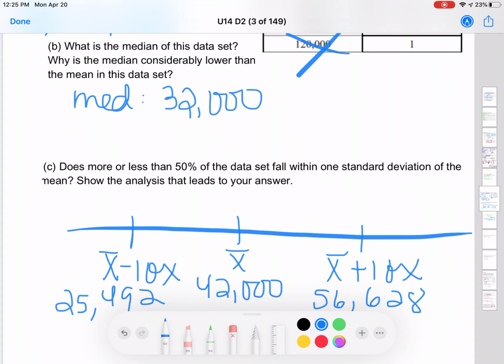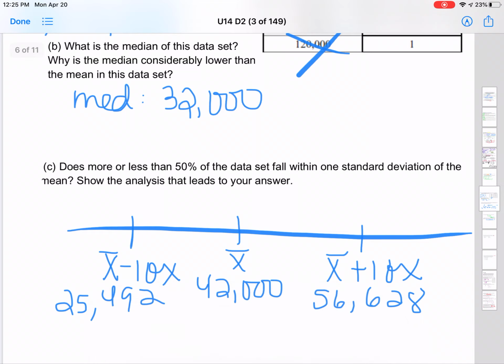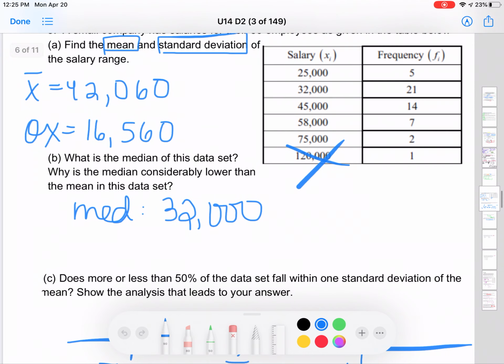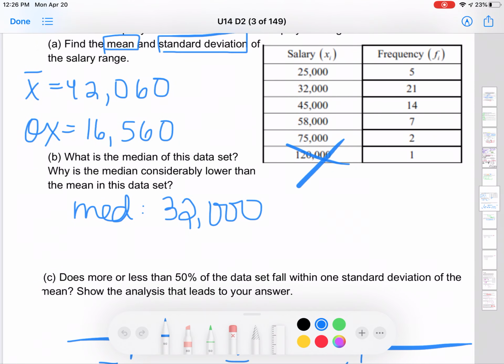Okay, so we want to go up top now and see how many of those scores, or how many of those salaries fall between 25,492. So if I go back up, I can't include that 25,000 because that's lower. And where am I going up to? I'm going up to 56,600, so that means I would only go up to 45,000. So it looks like we're just adding up these two numbers here, right? And if I add those two up, oh no, and we can include that guy too.